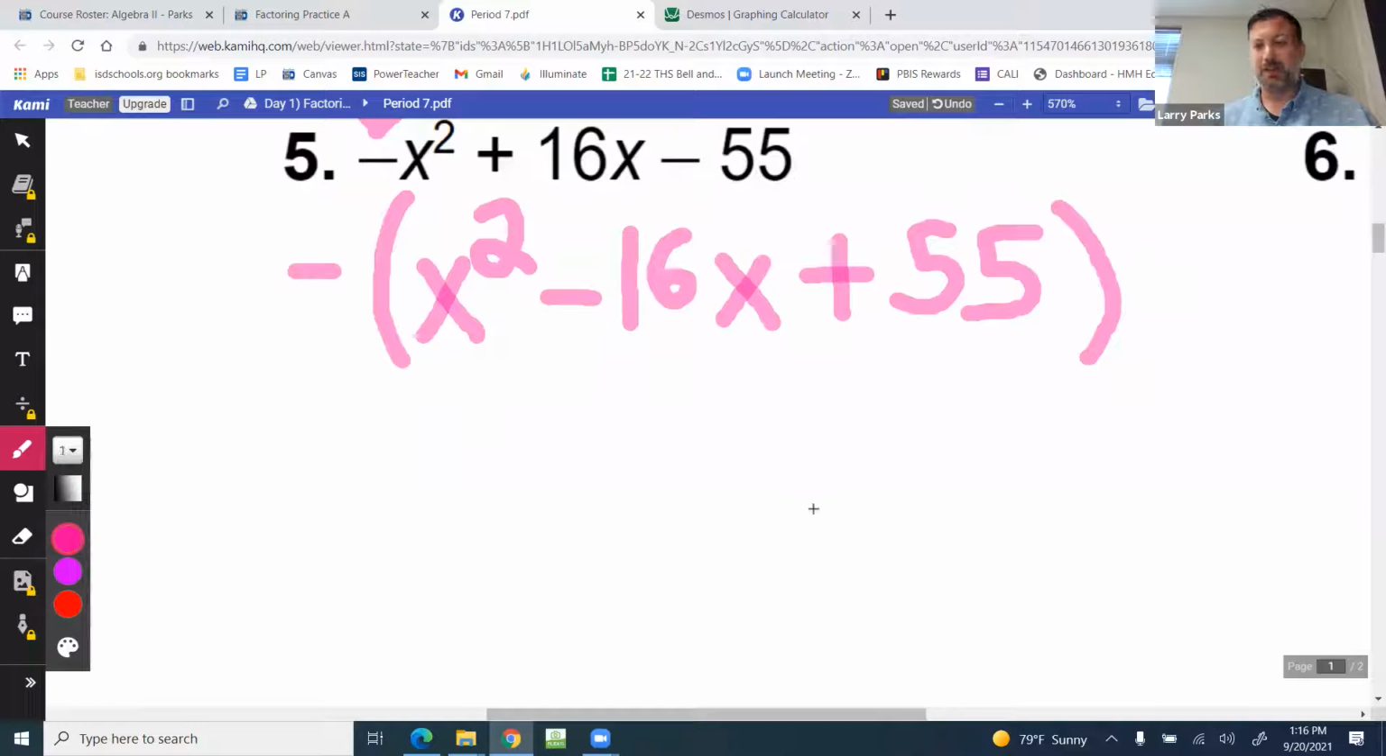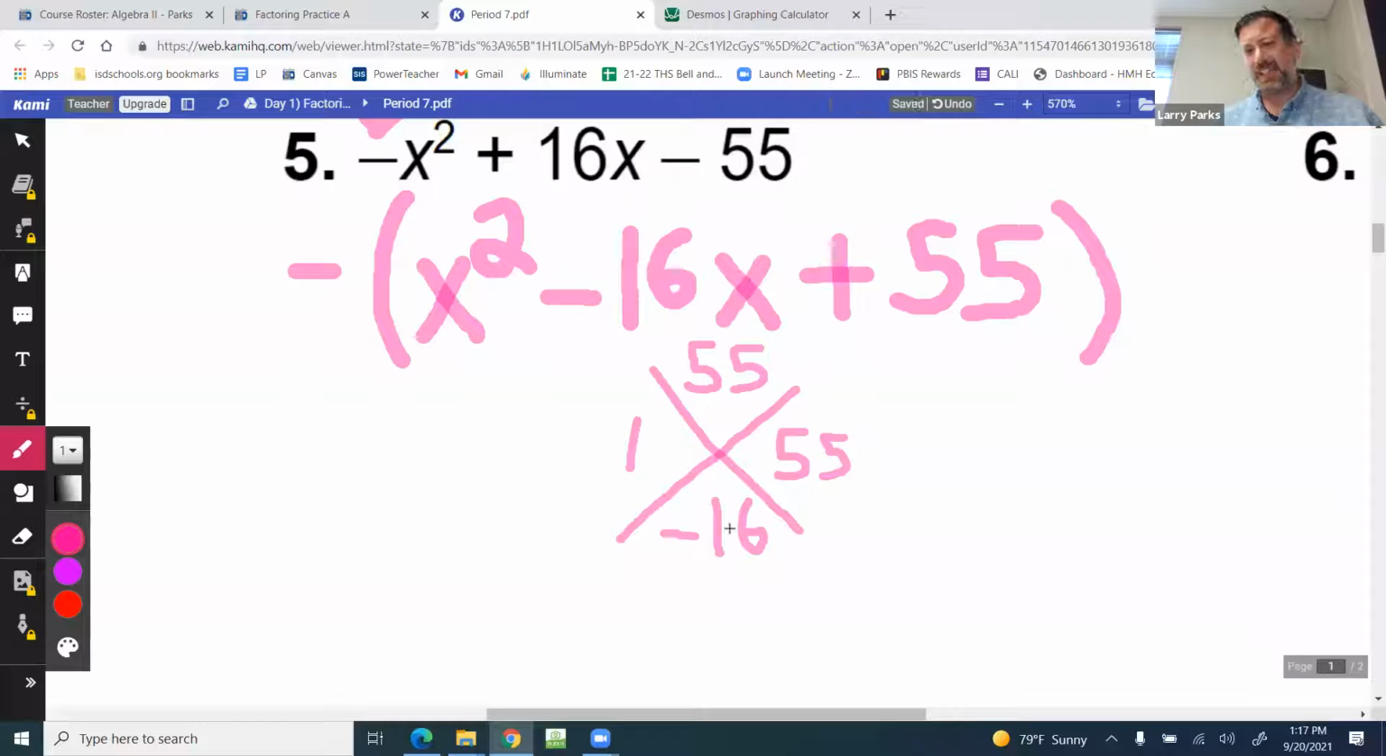Now from here, I need to start writing a little smaller if this is going to fit. I put the 55 on top. That goes here, and the -16 down here. And then I start playing with the numbers. And sometimes this doesn't factor. Sometimes there aren't 2 numbers that multiply to 55 but add to -16. Let's start off with 1. 1 times 55 is 55. But if you take 1 plus 55, you get 56. That's not going to work.